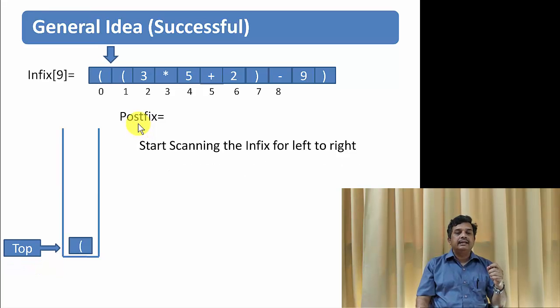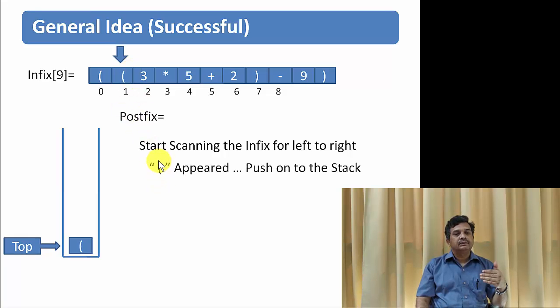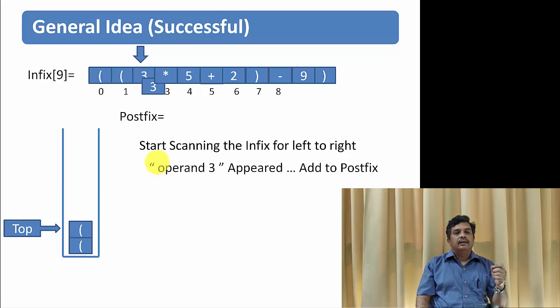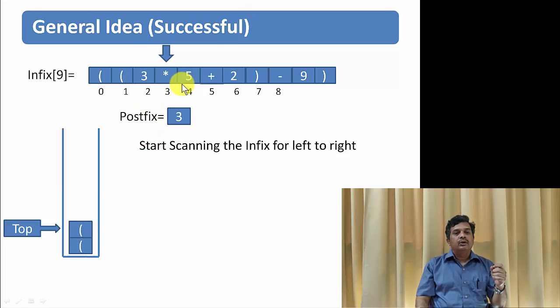The next character is again a left parenthesis. Again I have to push it onto the stack. The next character is a numeric value 3. So I have to write it in the postfix expression. The next character is an operator star. I have to push it onto the stack.